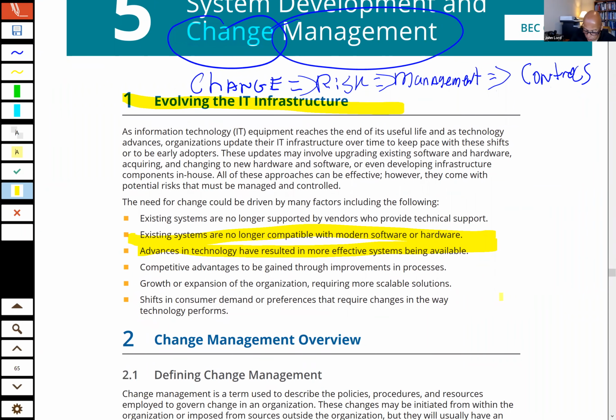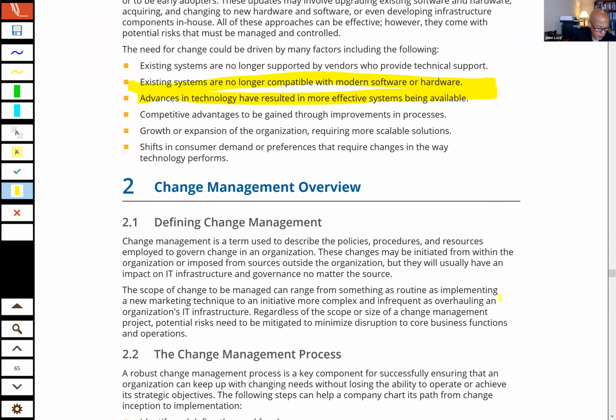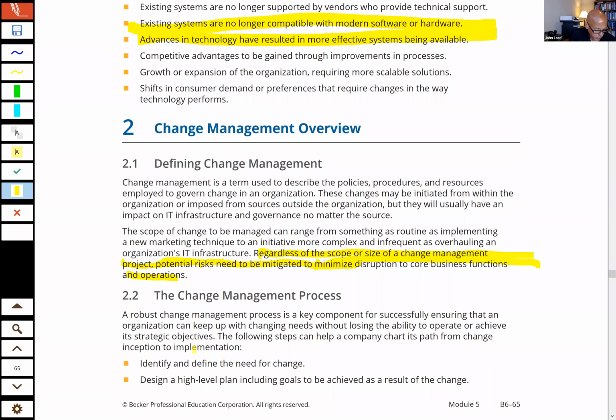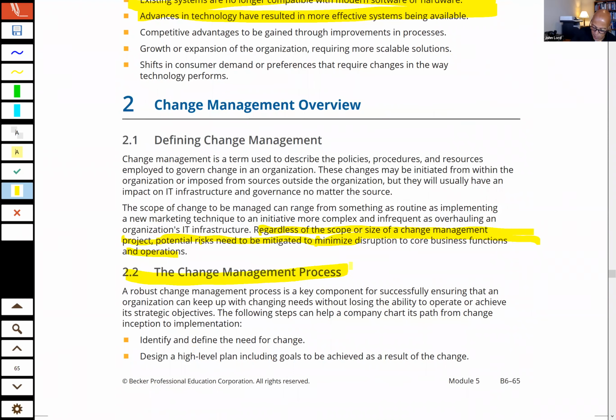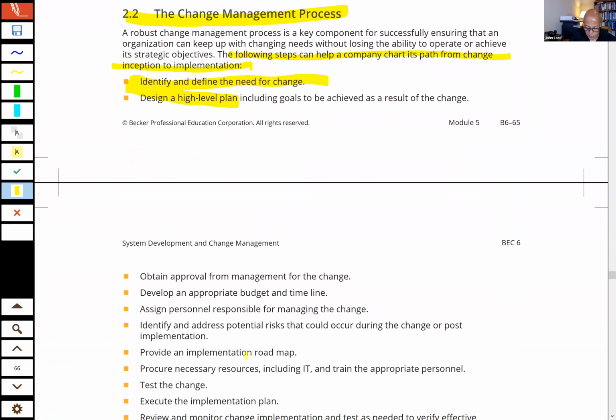Okay, so we come down and we start out with this overview, but you can see that regardless of the scope or size of the change management, potential risks need to be mitigated, need to be managed, need to be controlled. And so we're going to have to manage that change. So they give us a management change process, and we literally have steps that we can take a look at. First, identify the need for the change. Why are we having to change our IT system? Design a high-level plan. How are we going to achieve our goals, etc.?